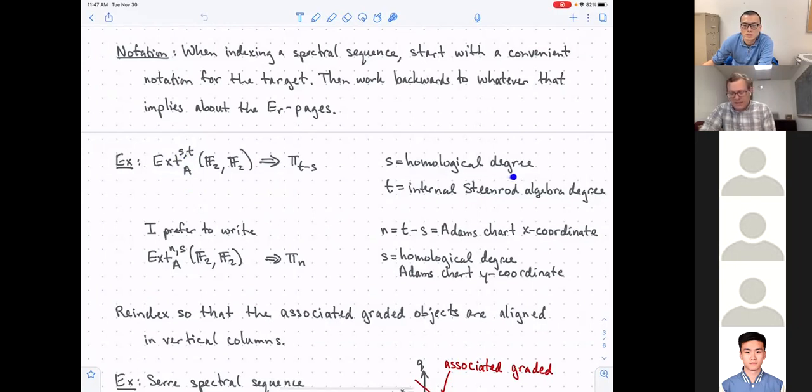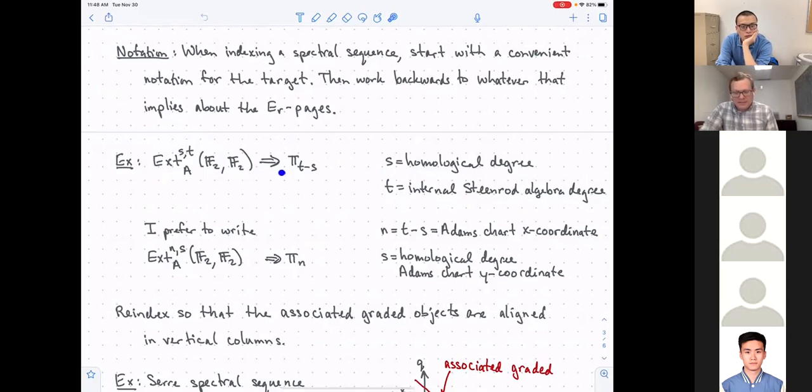S comma T. S is the homological degree, right? Ext is derived functors of Hom, and so that S is the homological degree associated with that derived functor, and then T is the internal Steenrod algebra degree. This A is a graded algebra. It has an internal degree, and that's what the T represents. Okay, so S and T are natural choices for the E2 page of the Adams spectral sequence.